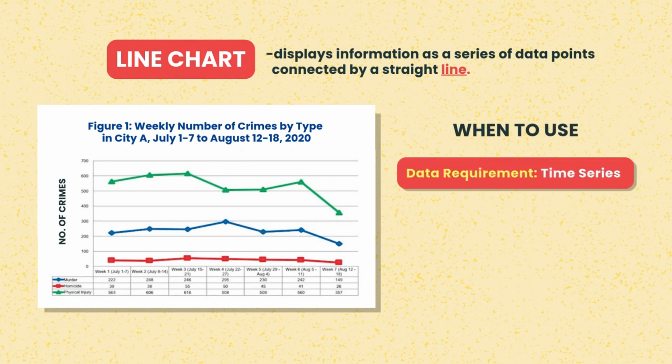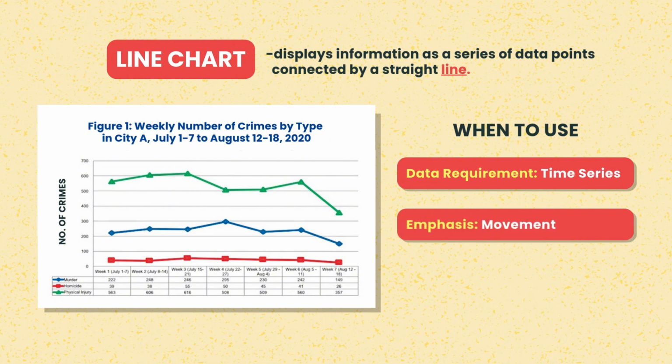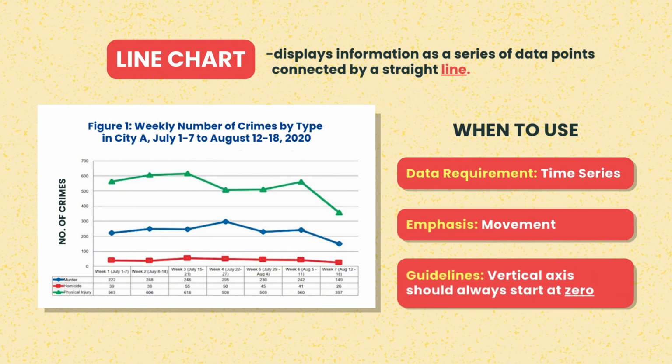We use a line chart to represent our data when we have time series data, and our emphasis is on the movement. Here are some guidelines to consider when making a line chart. First, our vertical axis should always start at 0. Let me show you two charts using the same data.